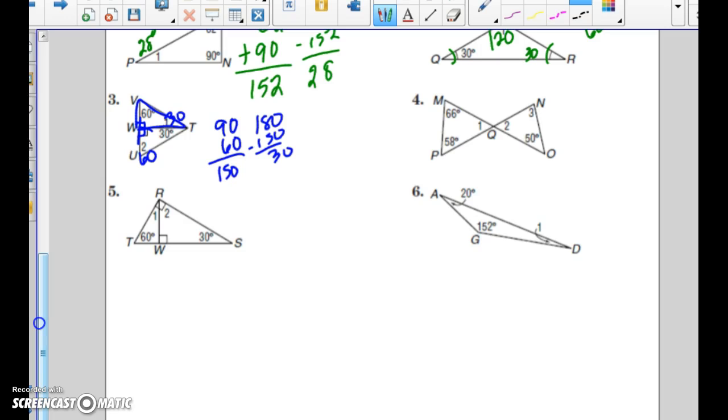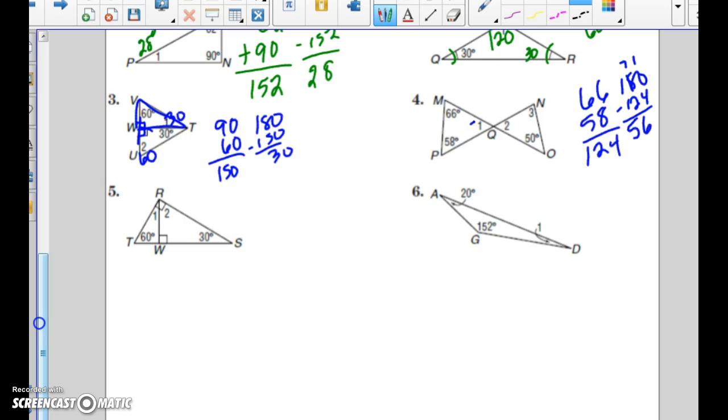Okay, number 4, what do you do? You do the same thing. There are two missing angles. 66 plus 58, and you get what? 124. Now what? 180 minus 124. It'll give you angle 1. Okay, which is what? 56.